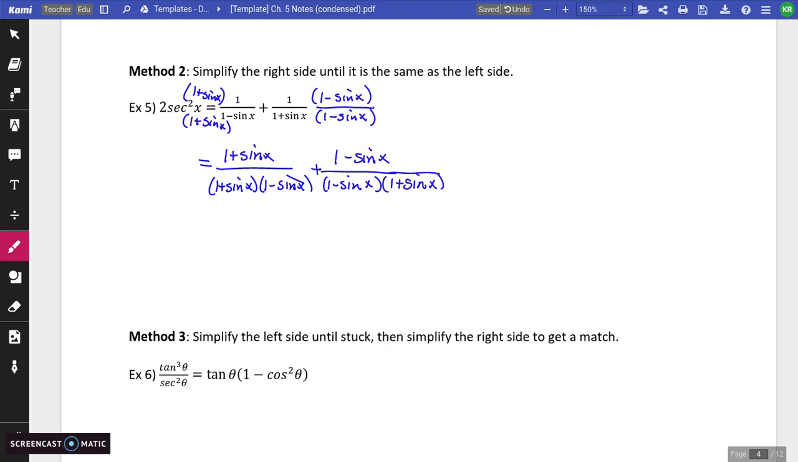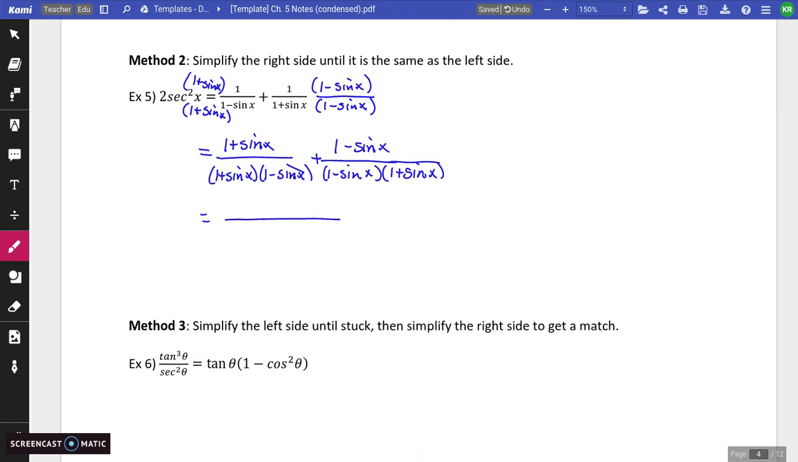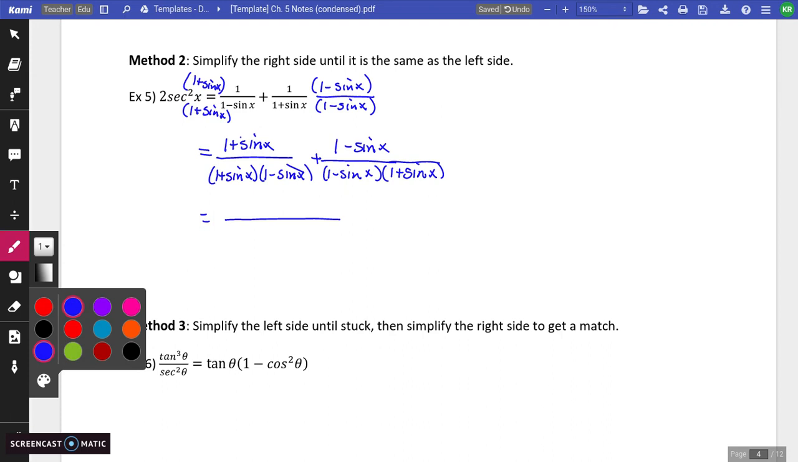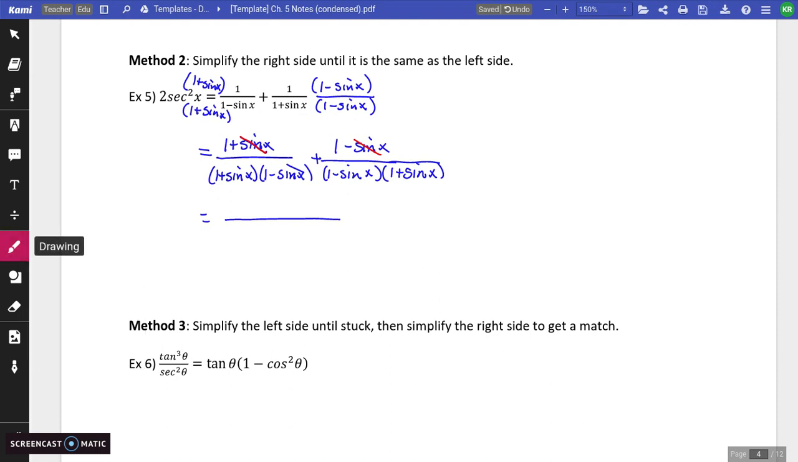Okay, so you may think that this looks like a mess. It really is not. I now have the same denominator, so I can add my numerators. I have 1 plus sine x plus 1 minus sine x. So you can see what's going to happen here. Those signs will end up canceling each other out, and I get 1 plus 1 is 2 from my numerator.